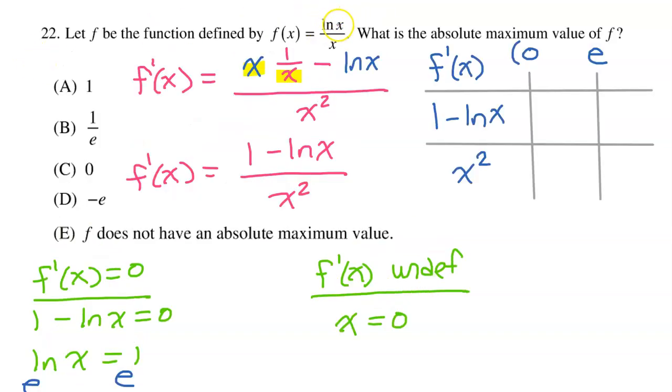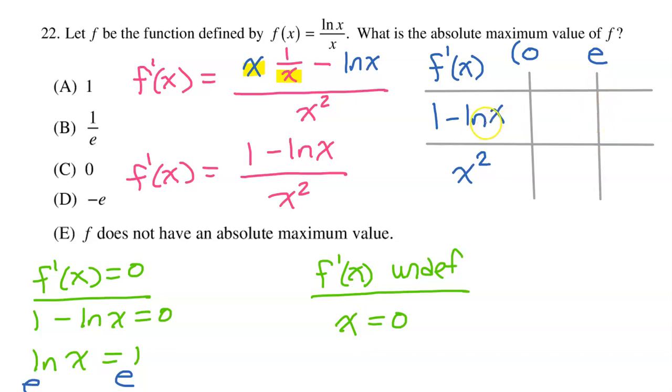Notice that natural log x is not defined for values of x that are less than 0. So this is the end of the sign chart. We cannot go past 0. Now let's decide whether these factors are positive or negative in each interval. If we plug in e right here, so we have natural log of e, that's 1. 1 minus 1 is 0.